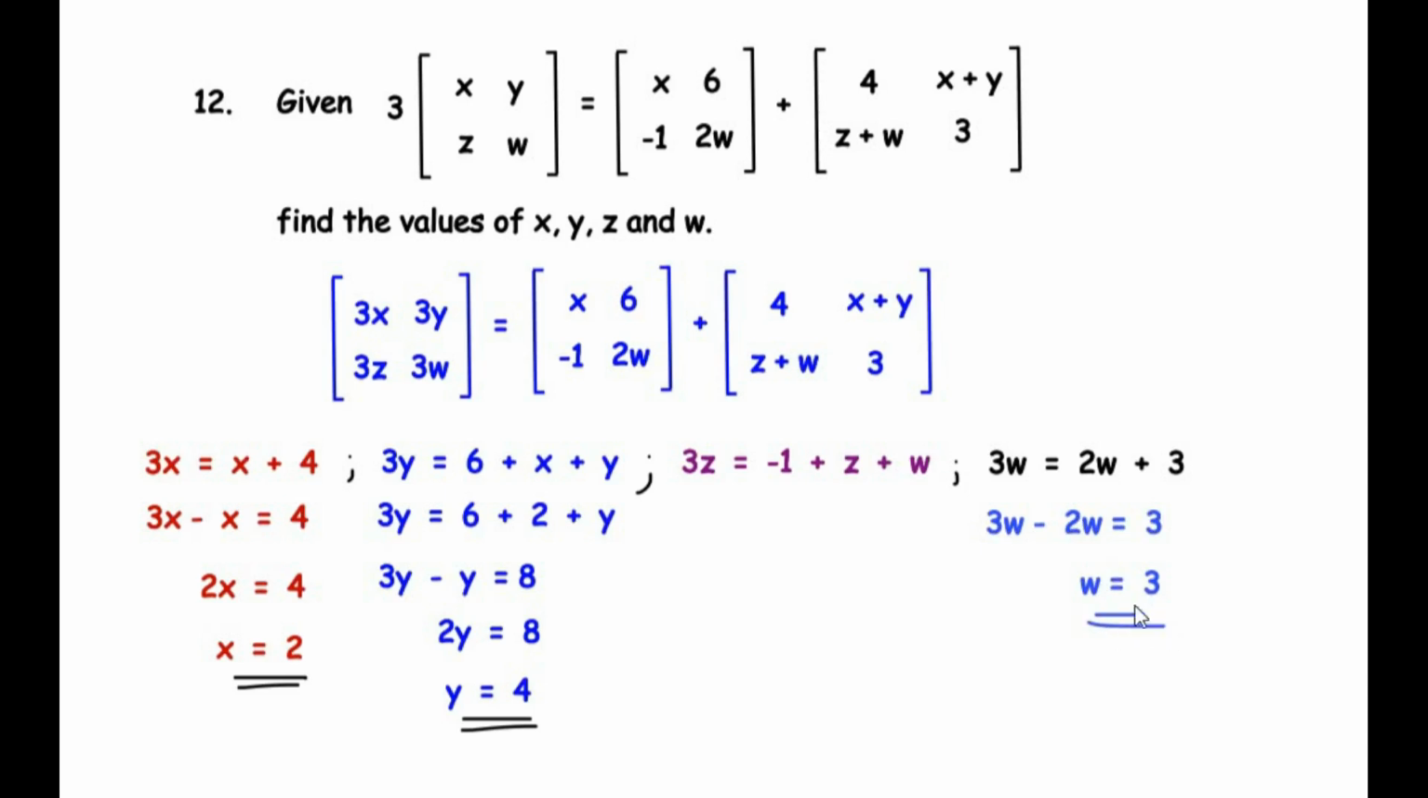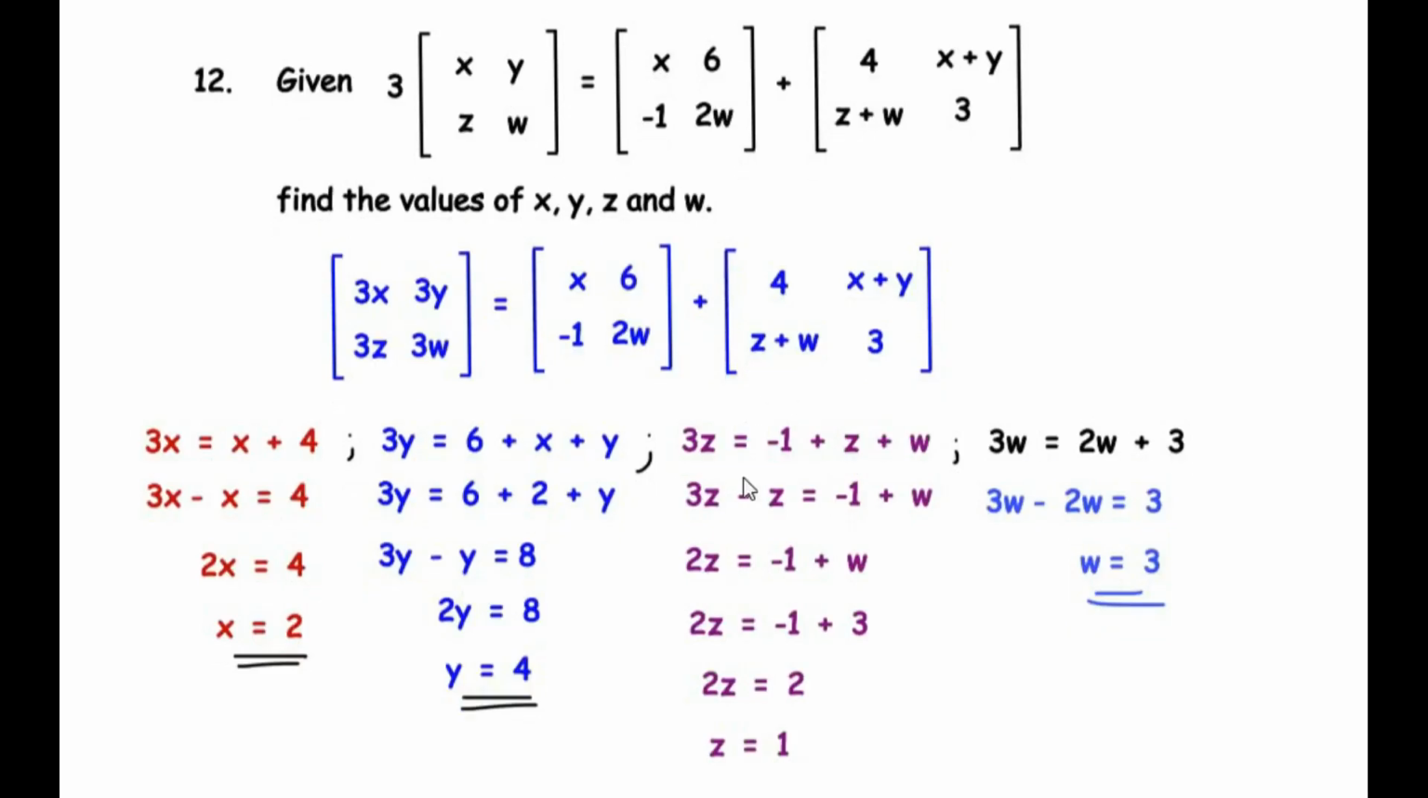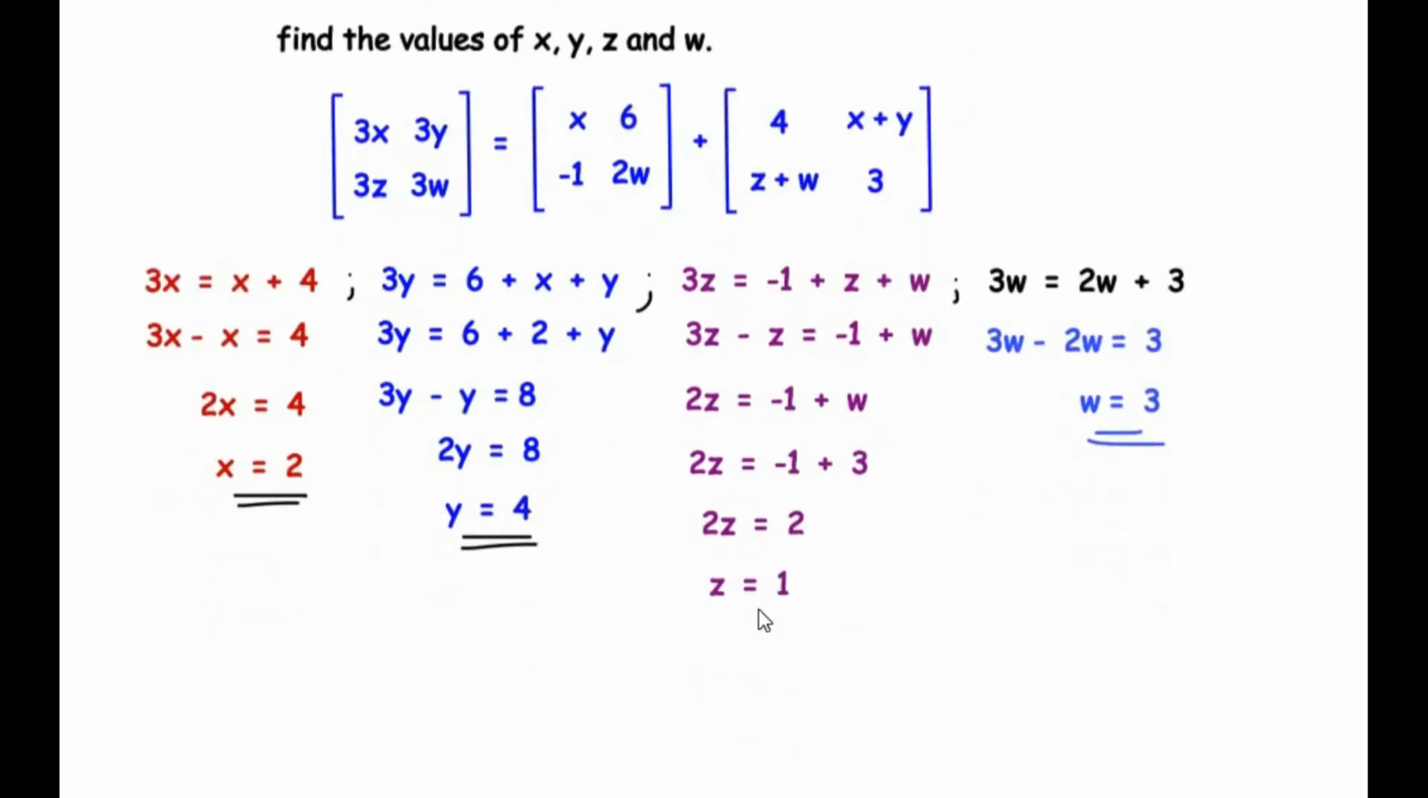Now once we have got the value of w, we can move on to the third equation. Now taking z on the left hand side, we get 3z minus z equal to negative 1 plus w. Now 3z minus z is 2z is equal to negative 1 plus w. Now w value we have got as 3. So plugging in its value, we get 2z is equal to negative 1 plus 3, or 2z is equal to 2. Now 2 goes on the other side and divides 2, giving us the value of z as 1. So we have got the values of x, y, z and w. Now let us move on to the 13th question.